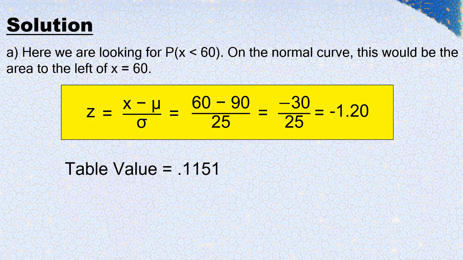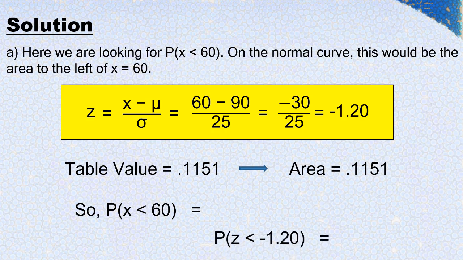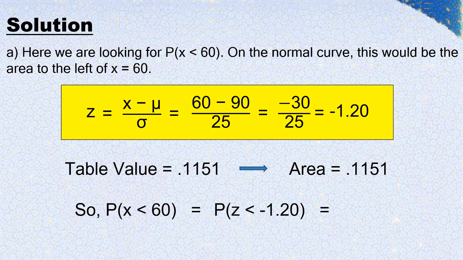So that table value is 0.1151, and that is the probability. That means the area to the left is 0.1151, and that is also the probability, because we saw back in Chapter 4 that area was related to probability.